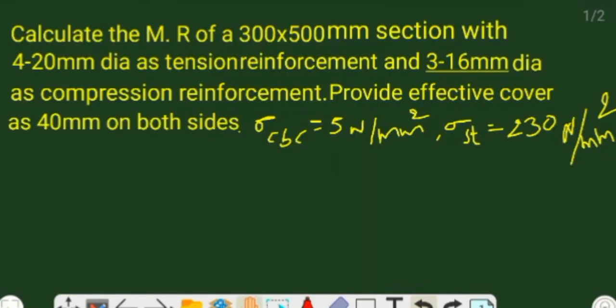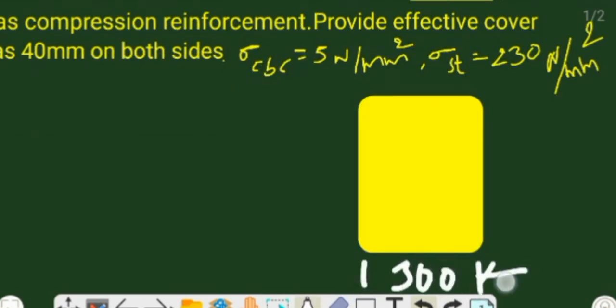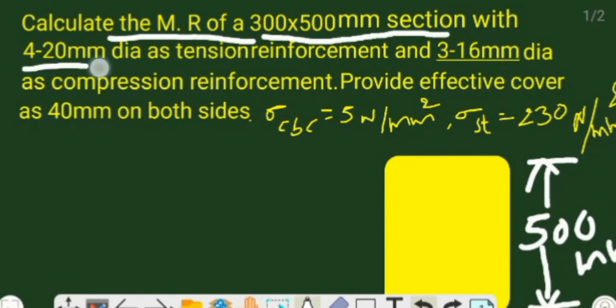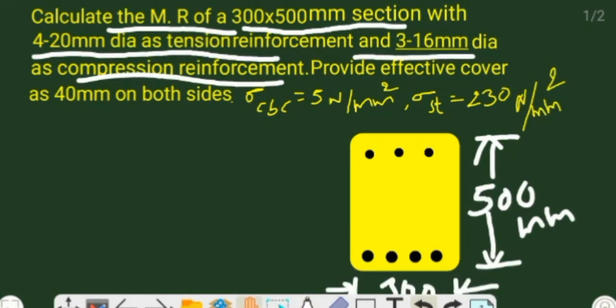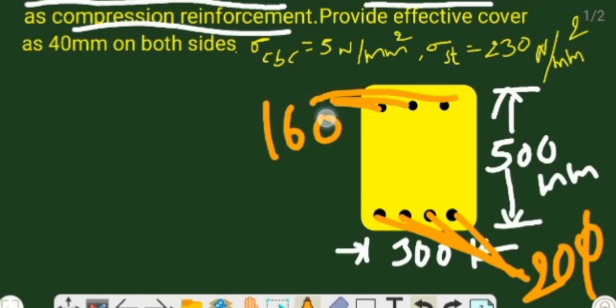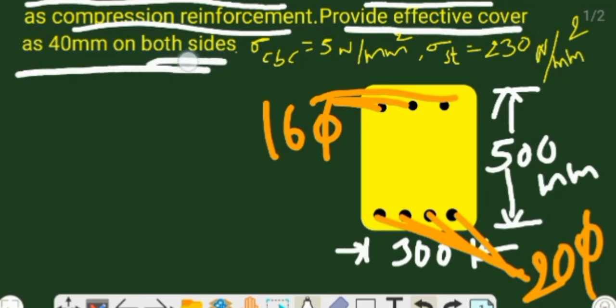Let us see one example. In this example, calculate the moment of resistance of a 300 mm by 500 mm section. Width is 300 mm and overall depth, not effective depth, overall depth is 500 mm, with 4 bars of 20 mm dia as tension reinforcement and 3 bars of 16 mm dia as compression reinforcement. AST equals 4 bars of 20 mm dia and ASC, the compression reinforcement, equals 3 bars of 16 mm dia, and provide effective cover as 40 mm on both sides.